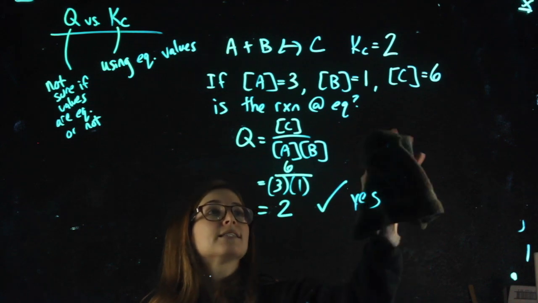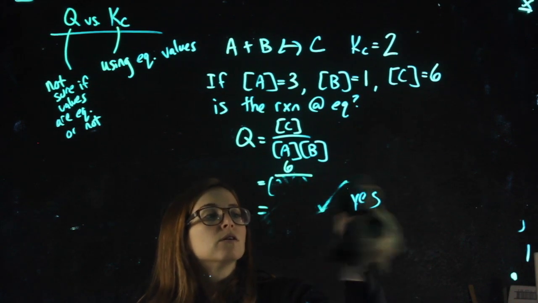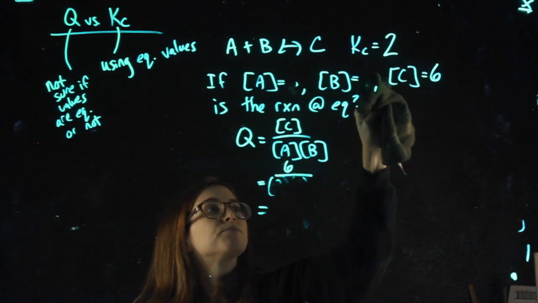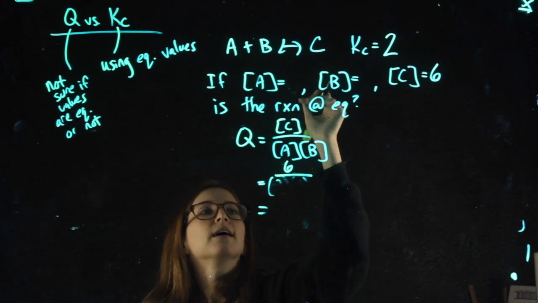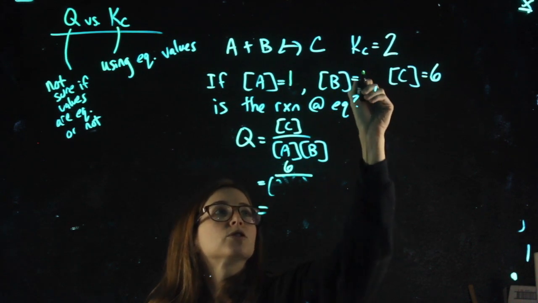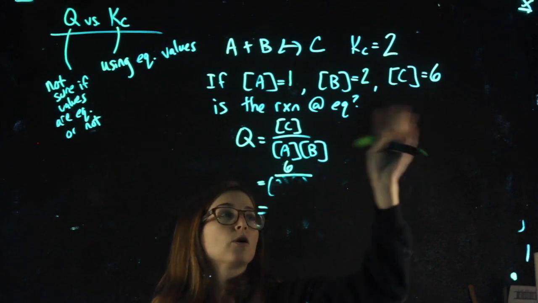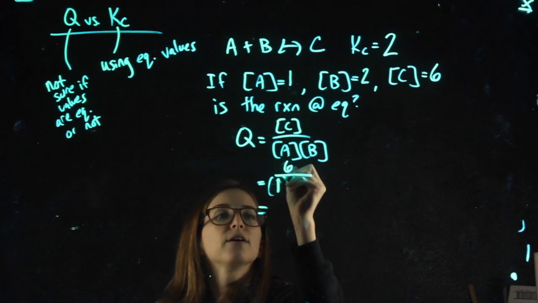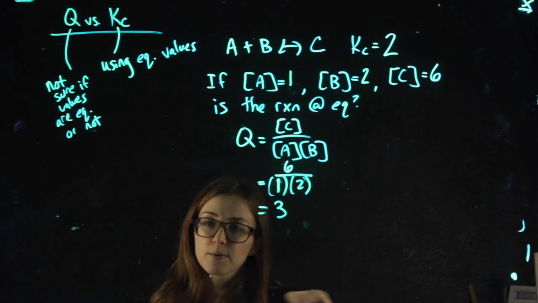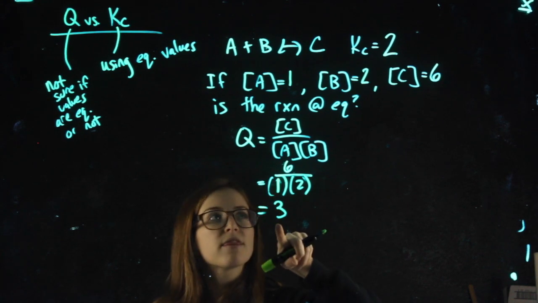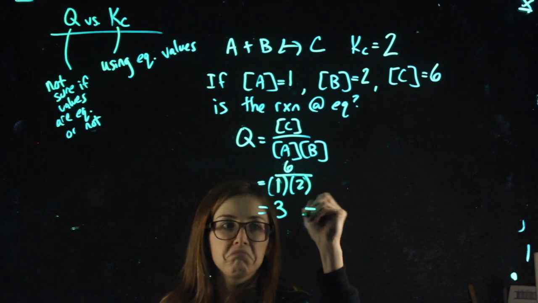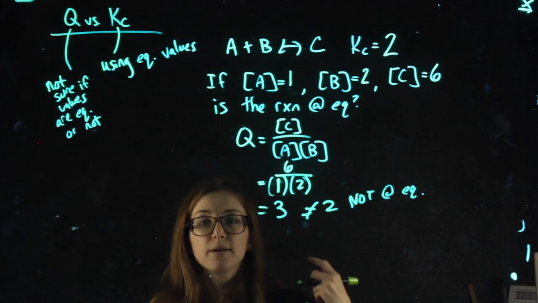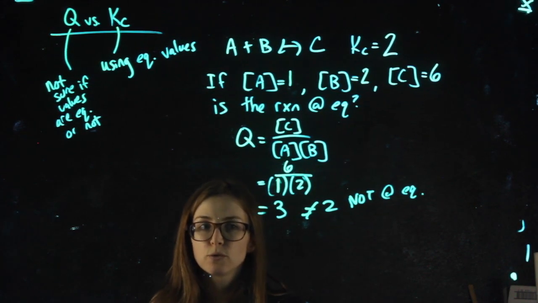What I can do, though, is let's say I had different values. So same reaction, same K value, but now let's say A was 1 and B was 2. So I set up my Q, products over reactants, I plug in my value of C, my value of A and my value of B, and I solve, I get 3. Well, for Q I got 3, Kc is 2. This does not equal 2, so we are not at equilibrium. If we were at equilibrium, we would have got an answer of 2.